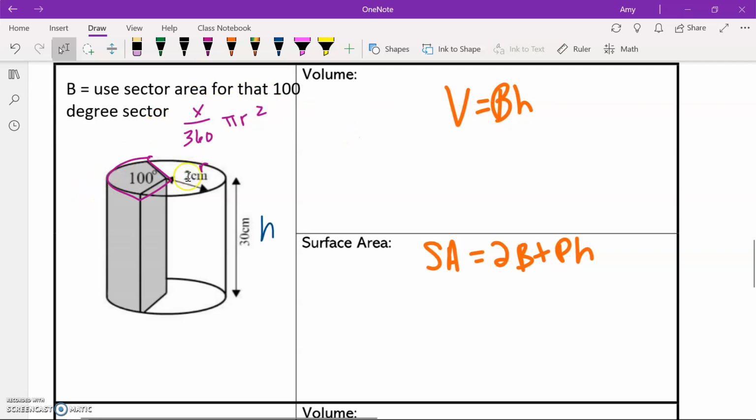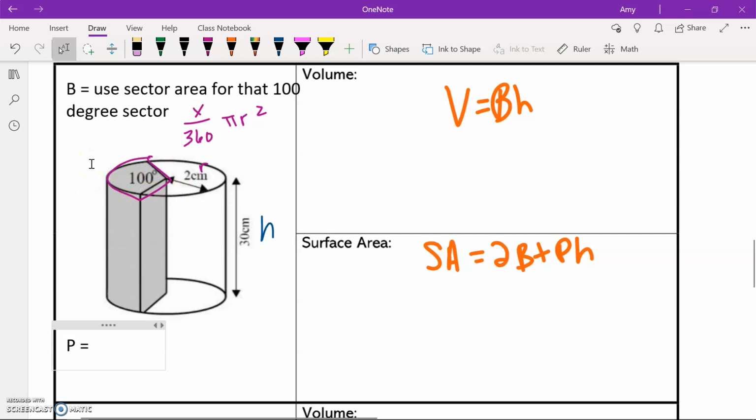Now the perimeter is a little bit different, because if you calculate the perimeter with just the arc length, then you're only going to have this outside portion of the perimeter. But that's going to ignore this rectangle here and then the rectangle that you can't really see in the back. So to get all of those lateral faces, you're going to need all of the perimeter.